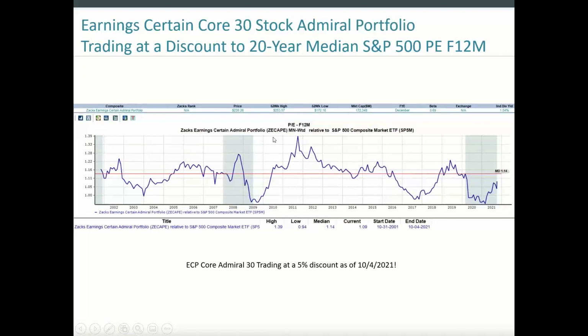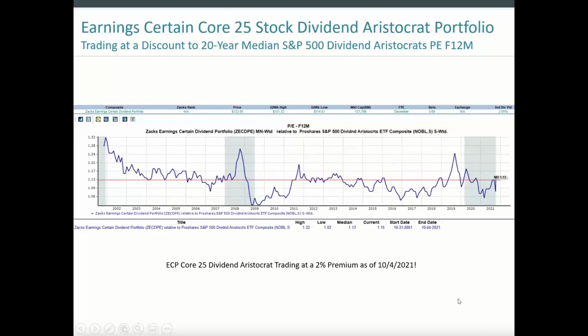The Admiral portfolio, one of our most popular portfolios, I'd say that probably 50% of advisors, we've got probably over 350 advisors now using the strategy. Probably half of them are Admiral portfolio strategy users. And you can see that currently a 9% premium, the median is a 14% premium. I have this says at a 5% discount. So if you just take 9 minus 14 is roughly a 5% discount. But you can see I have the trend line plotted here over the past 20 years, and this is where we're at. That's the 30 stock Admiral.